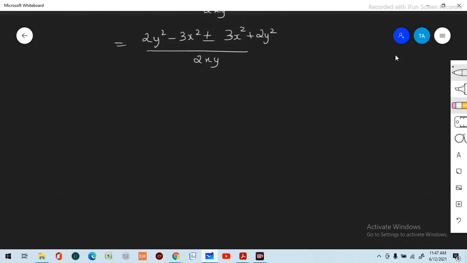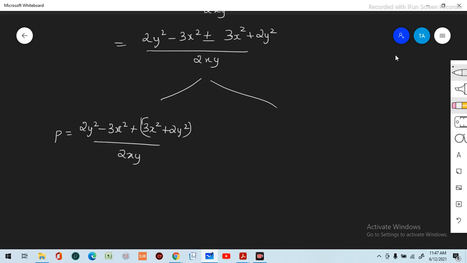Now I have got it in terms of plus and minus, so you separate this. P is equal to (2y² minus 3x²) plus (3x² plus 2y²). It's better you keep them in brackets, otherwise you'll sometimes forget for the second term. P is equal to (2y² minus 3x²) minus sign, (3x² plus 2y²). For both the plus and minus we have separated.